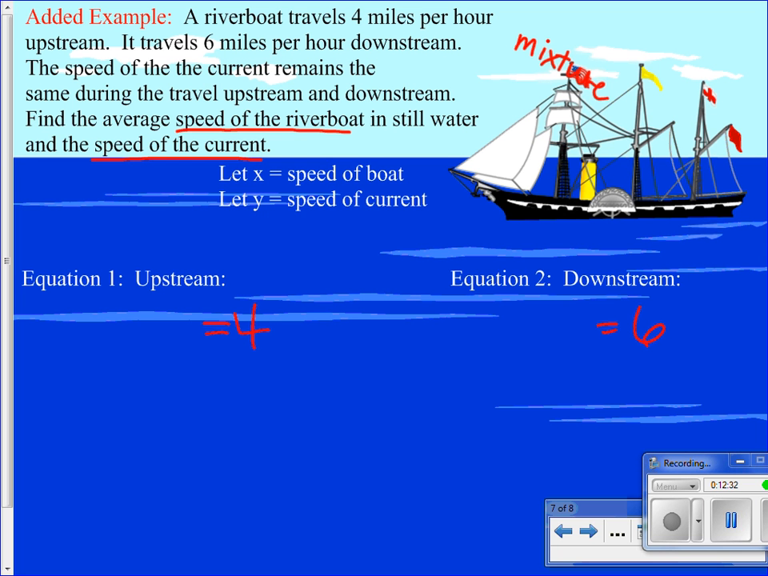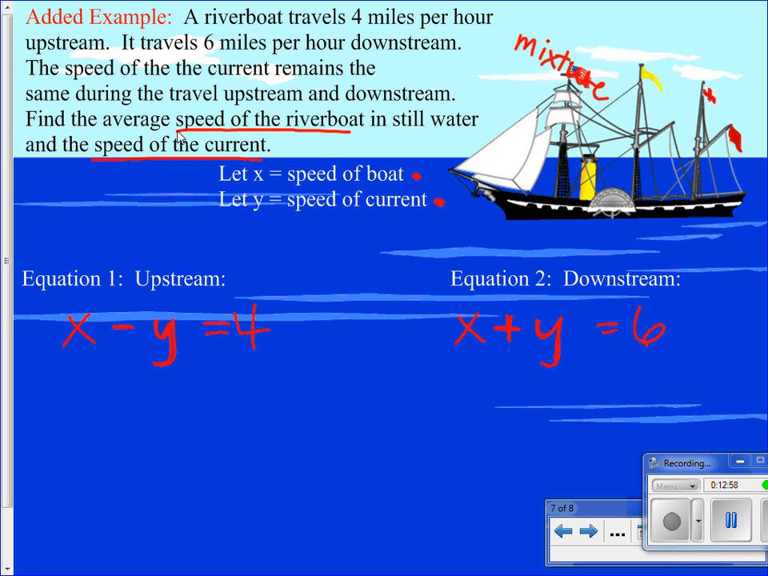Well, think about what going upstream means. It means the speed of the boat is fighting the speed of the current. So however fast the boat is going, you subtract the speed of the current because you're fighting it. But if you're going downstream, the speed of the boat is being helped by the speed of the current. So these are my two equations.